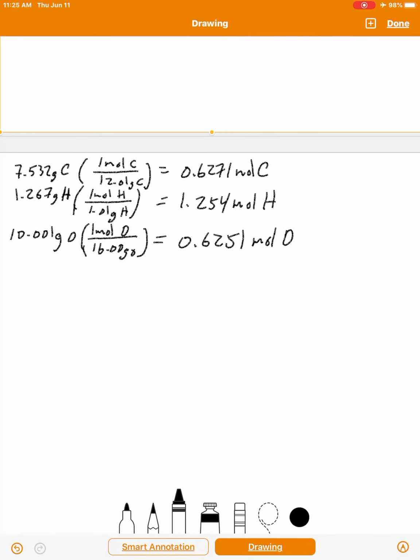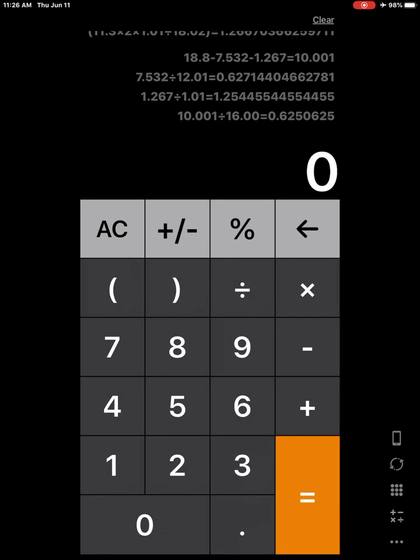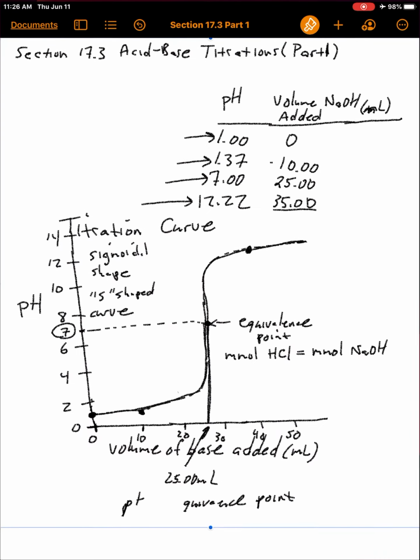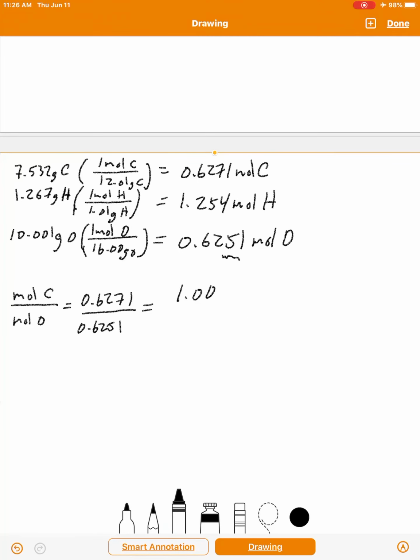Step 3, divide by the smallest. So I'm going to do 3 divisions, starting with moles of carbon over the smallest. Of these 3 numbers, it looks like oxygen's is the smallest. So 0.6271 moles over 0.6251, and you get 1.003. Okay. Let's try now moles of hydrogen over moles of oxygen. The reason we're dividing by moles of oxygen is that when you divide them by the smallest number, they should all work out to be whole numbers.